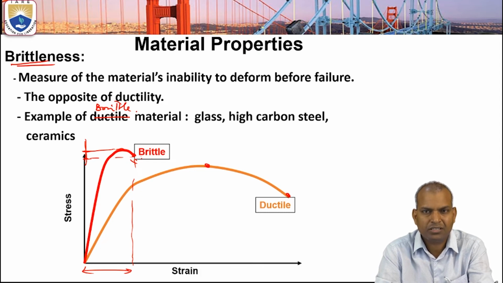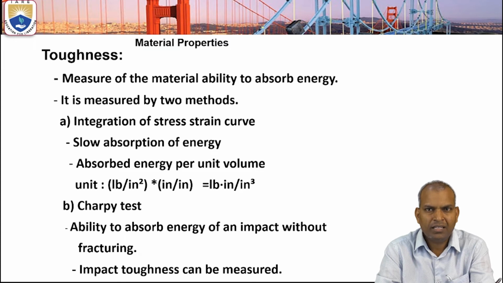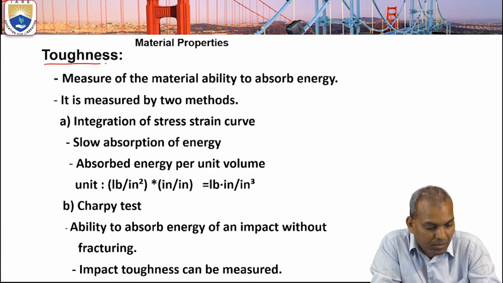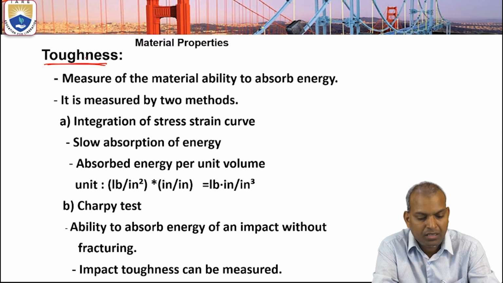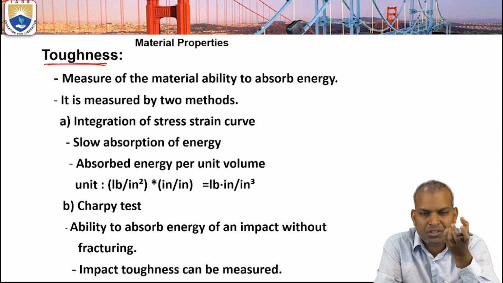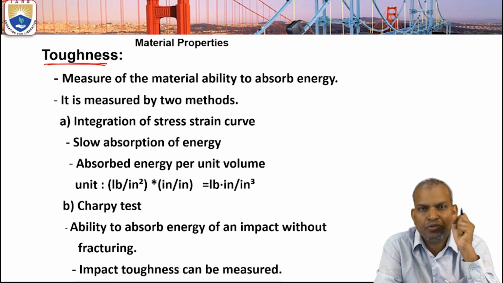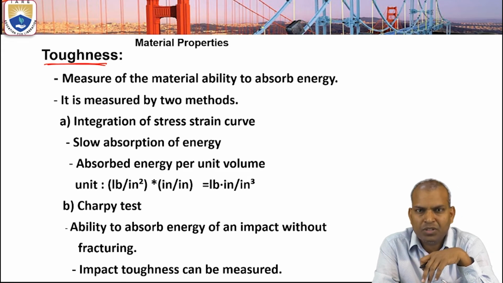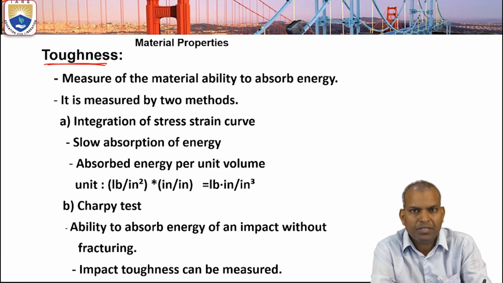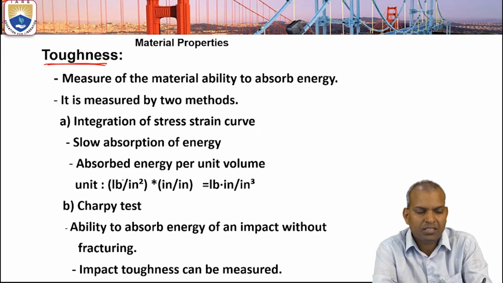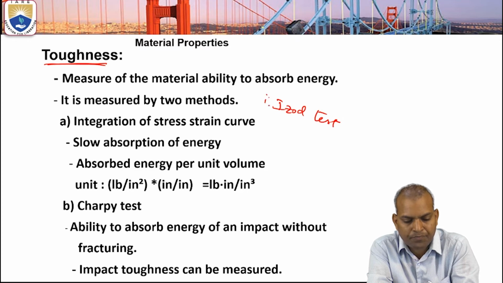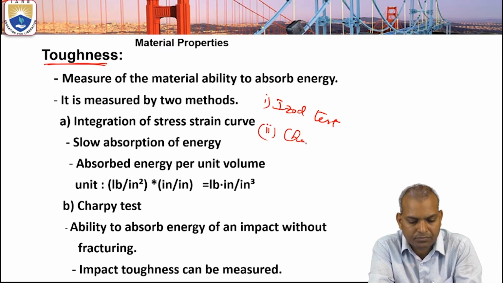Ceramics and glasses. Now the final property of the material is toughness. What is toughness? Toughness is the ability to absorb energy before failure. That property is known as toughness. It is measured by using two methods. One is the Izod test. Another one is the Charpy test.